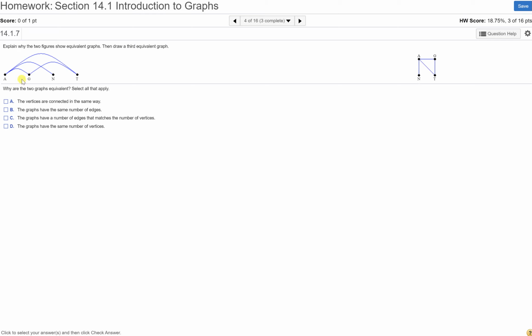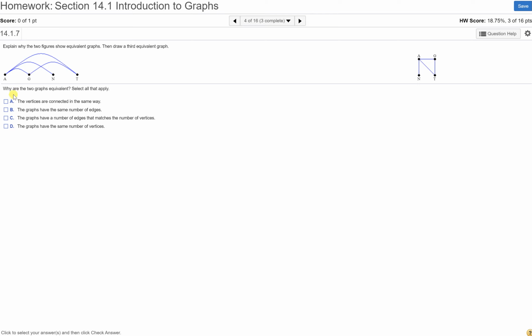Okay. So this has a connection between A to T. A connects to all three of them. Did A connect to all three of them here? Yes. G connects to A, which we already proved, and to T. Correct. N only goes to A. Correct. And T goes to G and A. Yeah, they're equivalent.